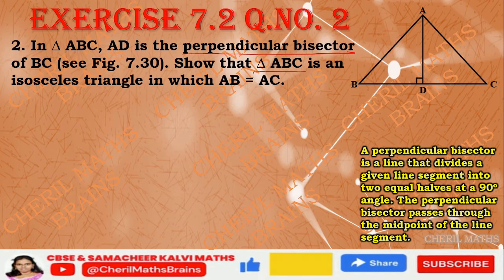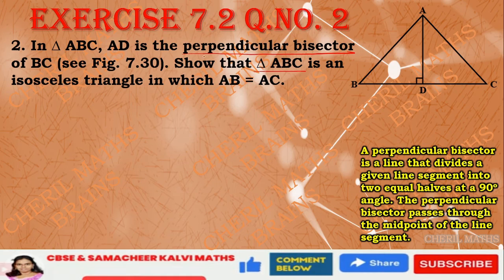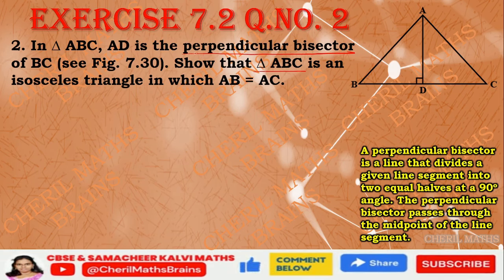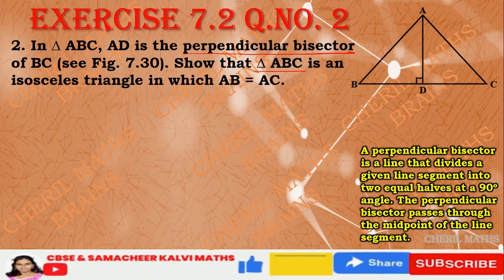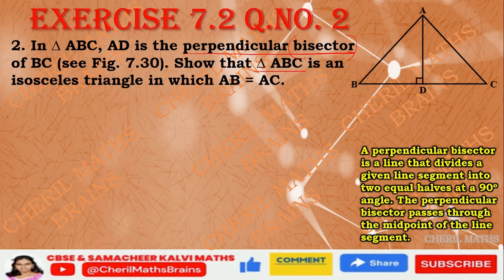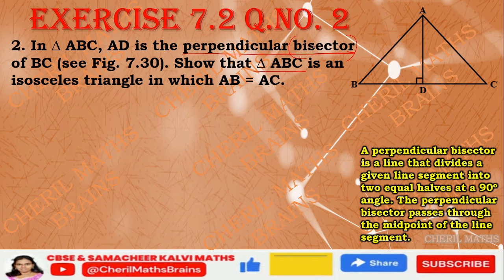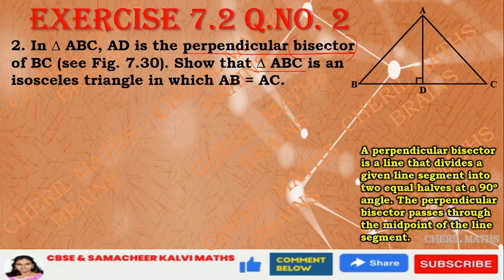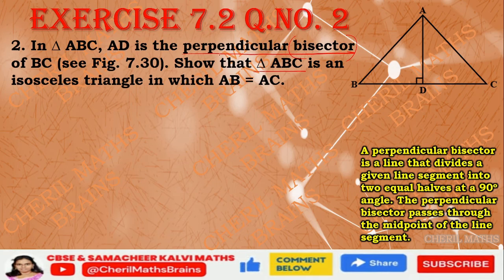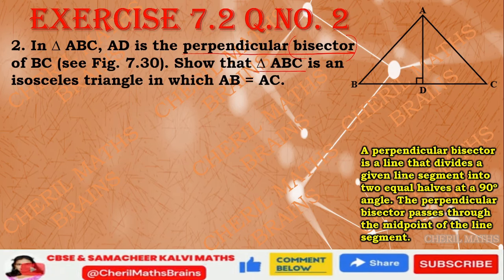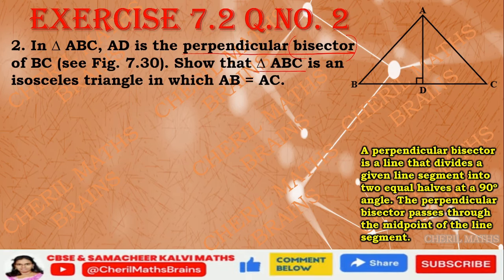Before getting into the question, let me do a quick recap of what a perpendicular bisector is. You all know perpendicular means it is going to have a 90 degree angle. But with the word bisector, you should know what it is going to bisect. Bisect means dividing into two. When we spoke about angle bisector, it divided the angle into two equal halves. Here this perpendicular bisector is a line that divides a given line segment into two equal halves.